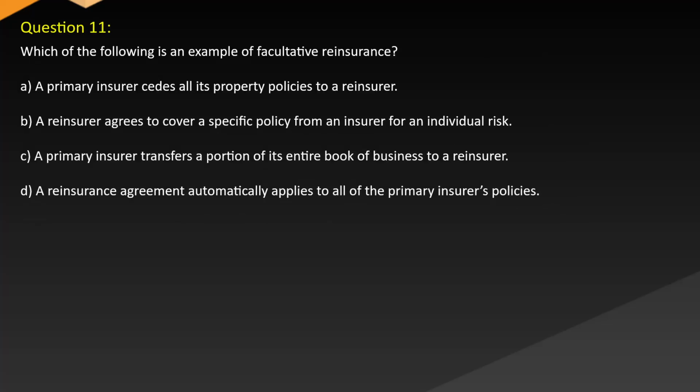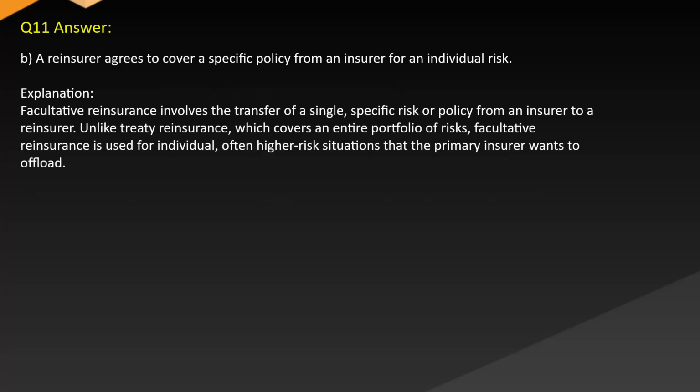A. A primary insurer cedes all its property policies to a reinsurer. B. A reinsurer agrees to cover a specific policy from an insurer for an individual risk. C. A primary insurer transfers a portion of its entire book of business to a reinsurer. D. A reinsurance agreement automatically applies to all of the primary insurer's policies. Answer. B. A reinsurer agrees to cover a specific policy from an insurer for an individual risk.